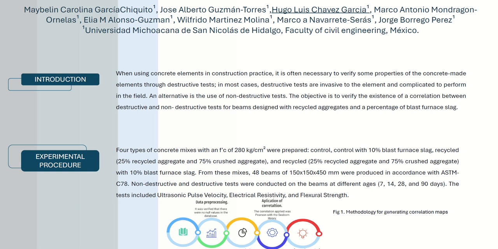The objective is to verify the existence of a correlation between destructive and non-destructive tests for beams designed with recycled aggregates and a percentage of blast furnace slag.